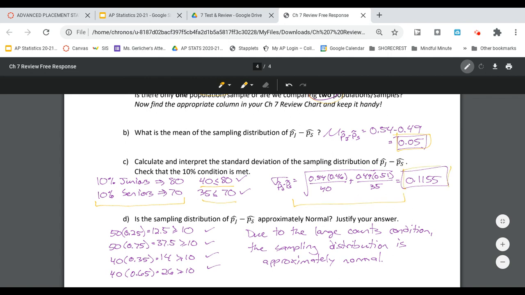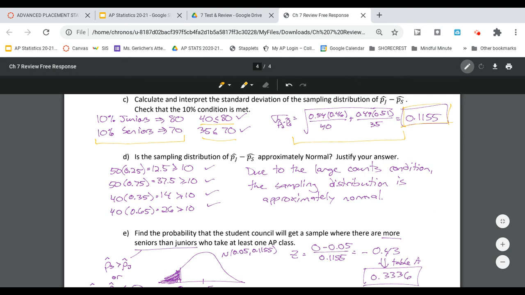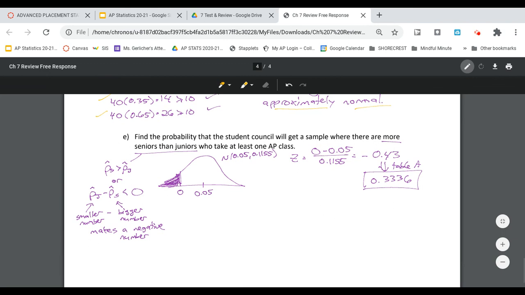And now I have a variability. So now to check that it's normal, I have to do large counts. And it's annoying for these ones because there's 4 things to check. You have to do all of these, and they all end up being bigger than 10. So we know our sampling distribution is approximately normal. And then here we finally hit an example where we are not looking between 2 values, we are looking beyond.